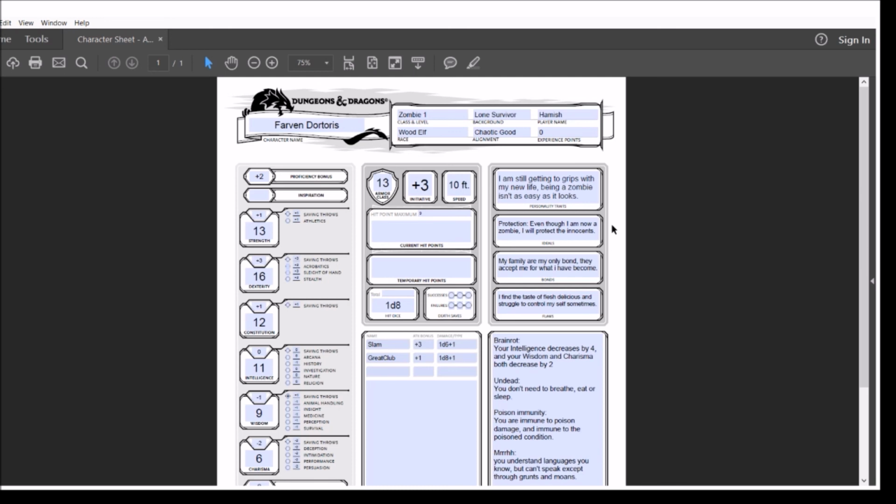I actually enjoyed making this one because I haven't made a character with a class I've never used before in a long time, and it's nice to just throw one in there and see what sticks.